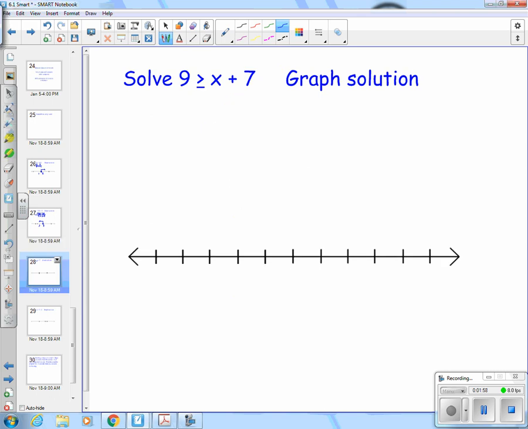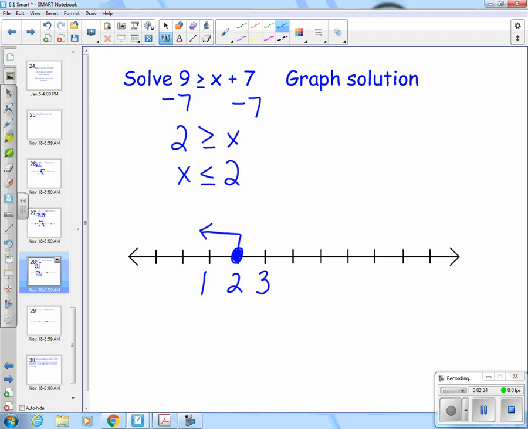If I have my variable on the right, I can still solve the problem like we have before. Subtract 7 on both sides. So I have 2 is greater than or equal to x. But sometimes students like to have things flipped around so that the x is on the left and their numbers on the right. And that means we also have to flip the inequality symbol around. So here I would have 1, 2, and 3 on my number line. Put a closed circle because it's an or equal to 2 with my arrow going to the left.